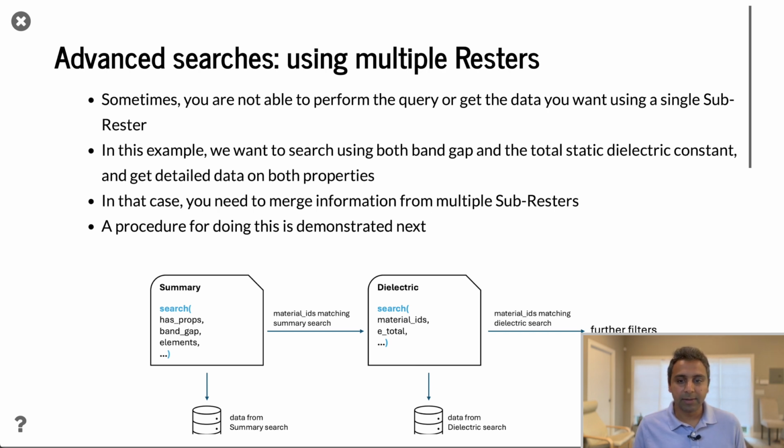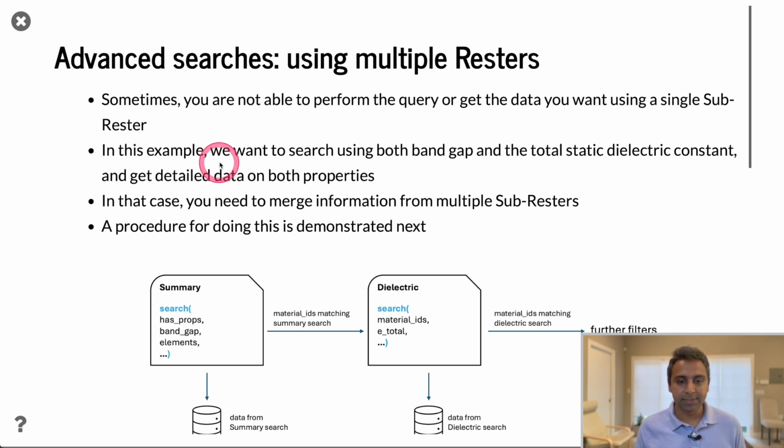Okay, so now that we've covered subresters in a little bit of detail, the next thing that I want to talk about is a more complicated topic, which is how to use multiple resters to accomplish what you want. Many times no single rester is going to give you all the data that you want or allow you to search for all the fields that you want at once. So in that case, you have to actually combine results from multiple resters in order to get all the data or to be able to restrict on all the different fields.